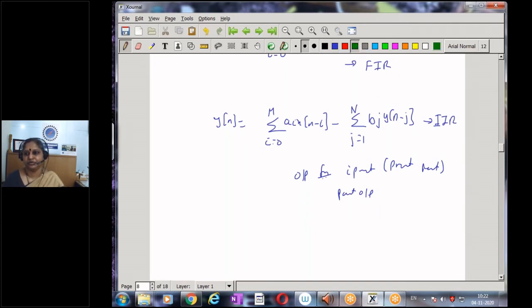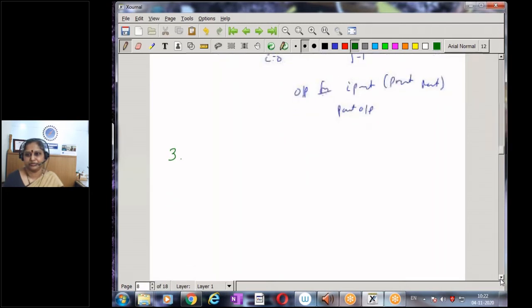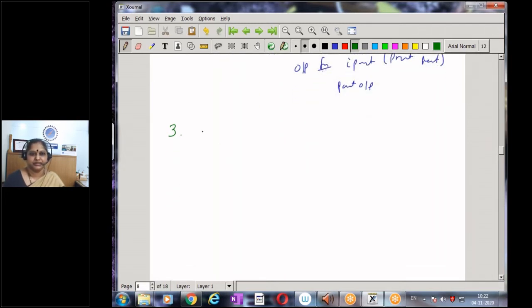We shall now go to another method of representing the LTI system, and that is the Z transform. Let us consider the Z transform method of representing the LTI system.